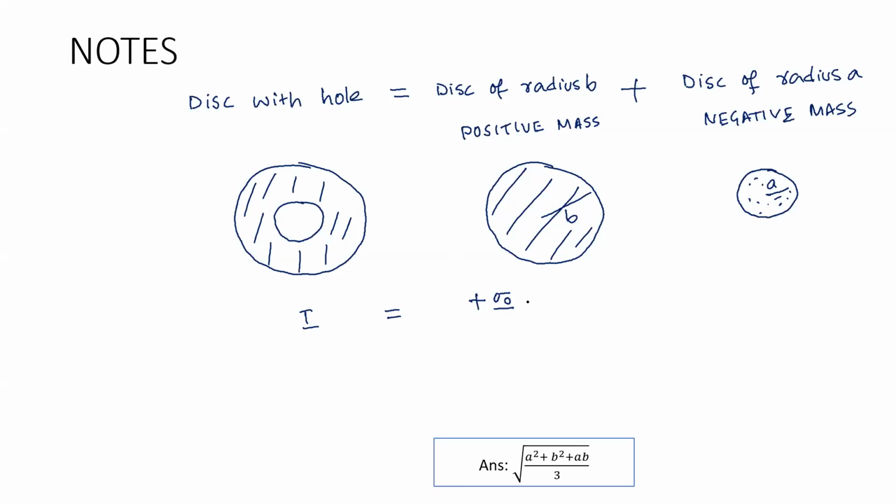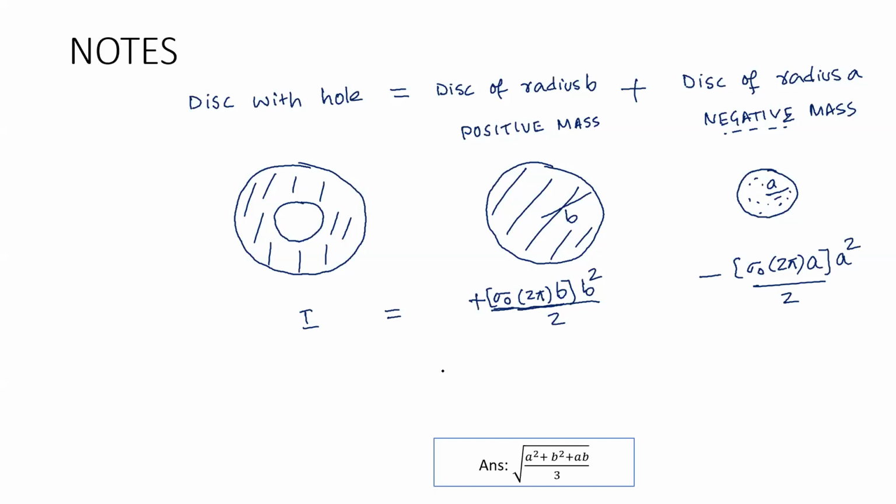So I can take the mass as sigma naught into 2 pi into b. Remember, this is just mass. And then radius square is b square, and then divide by 2. And here, because it has negative mass, instead of plus I will use minus. So I still have sigma naught into 2 pi. Now what will be its mass? Instead of b, I'll have a. And then it is a disk again, so r square, a square by 2. You understand this?